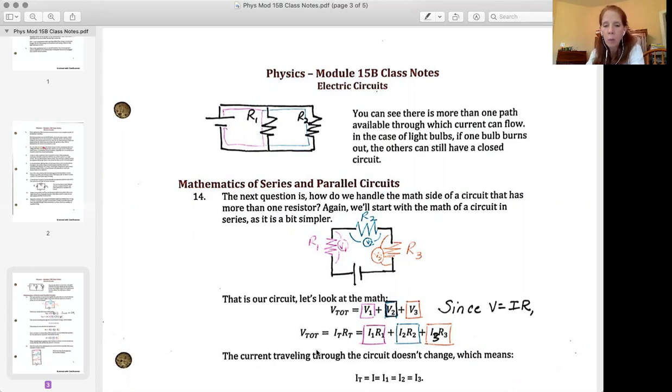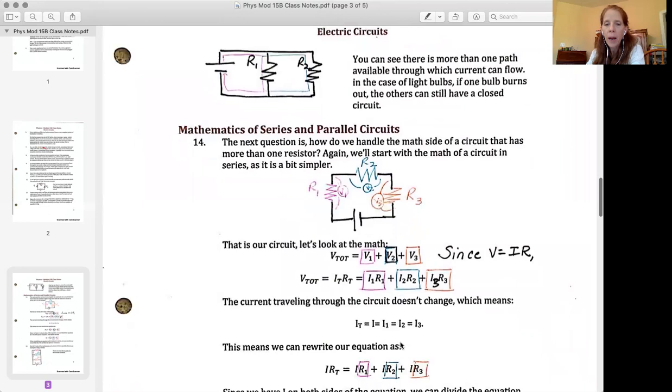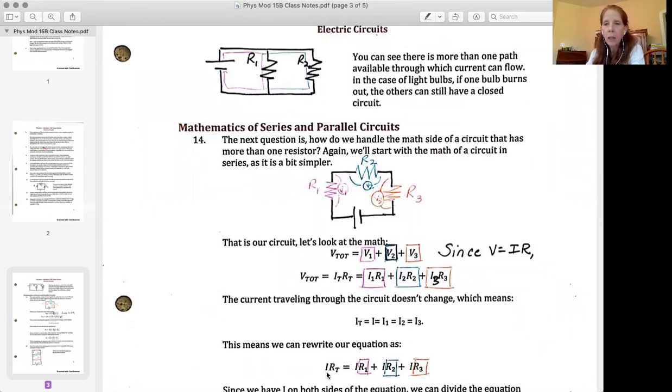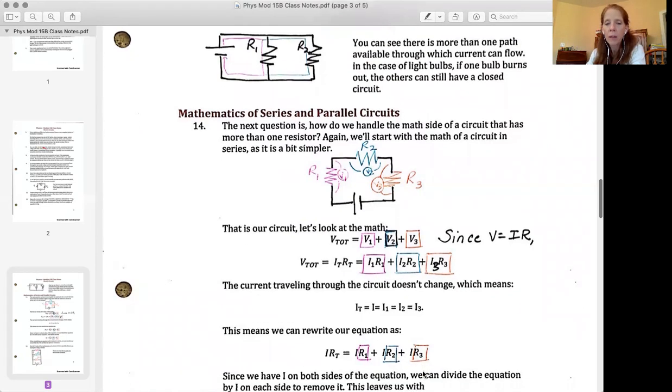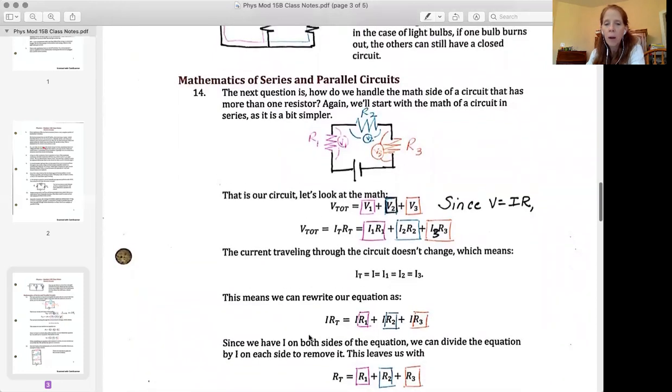So when I go back to this formula, I can say I times the total resistance equals I times R1 plus I times R2 plus I times R3. We can factor out the I on both sides, and that leaves us with this equation: the total resistance equals simply the sum of the resistors. So in a series circuit, what we call the effective resistance, which is the resistance of the whole circuit, is simply the resistance of all three resistors added together.